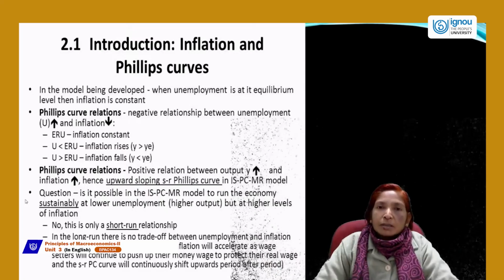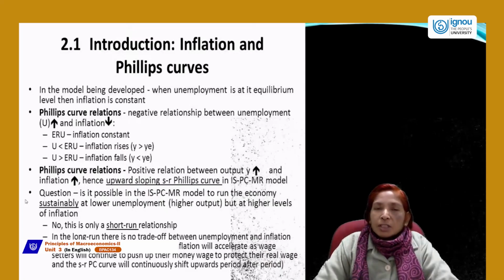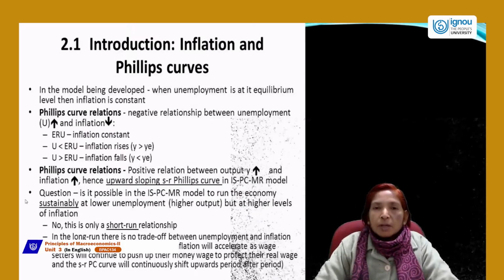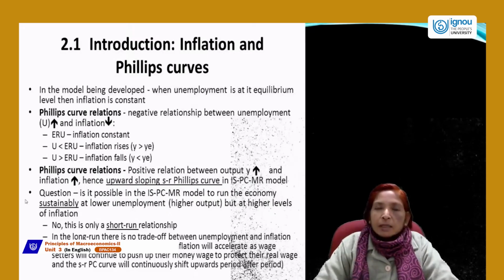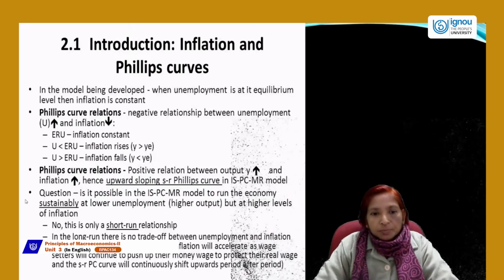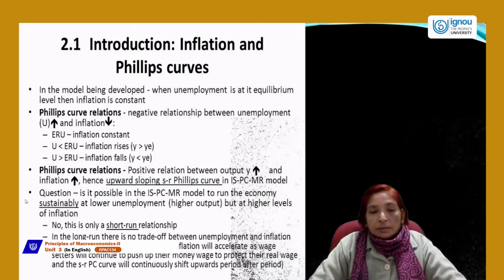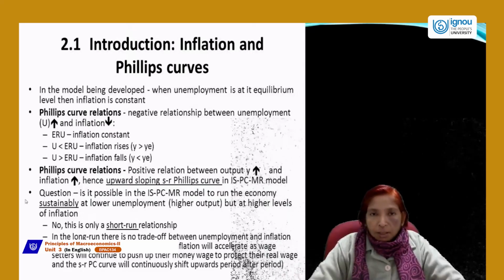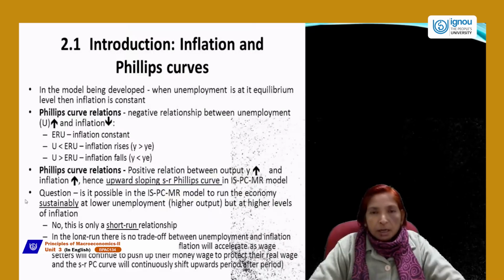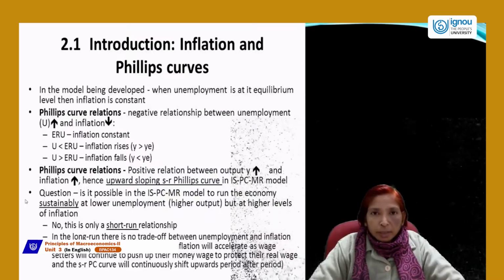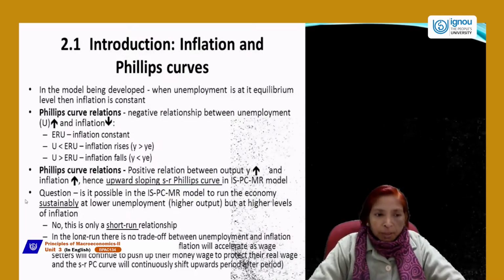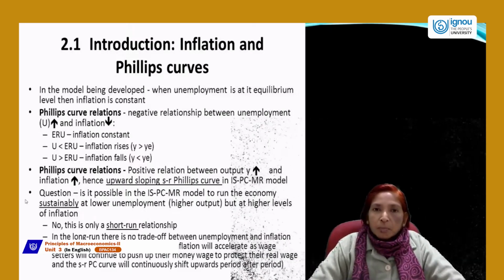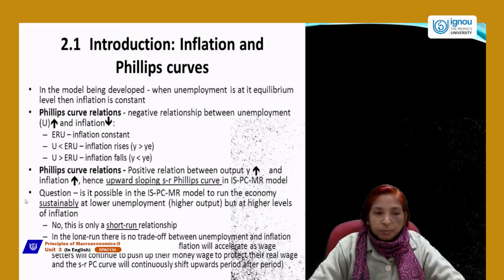All factors of production are perfectly mobile, so we can change easily. So in the long run, there will be no trade-off between wage inflation and unemployment. The Phillips curve explains the inverse relationship, and it exists only in the short run. The trade-off between inflation and unemployment exists only in the short period, not in the long run.